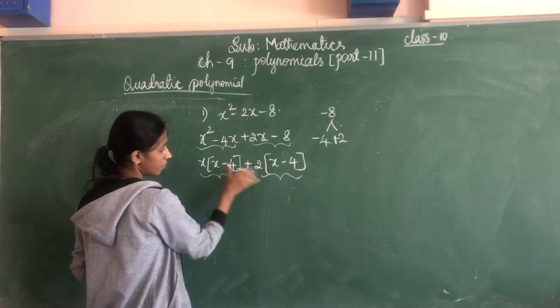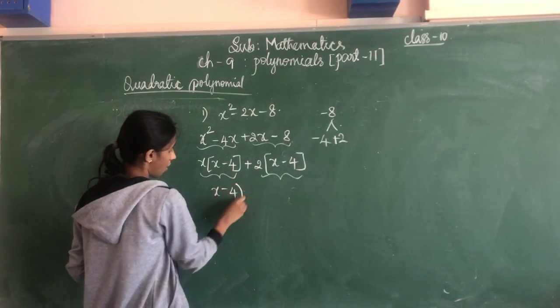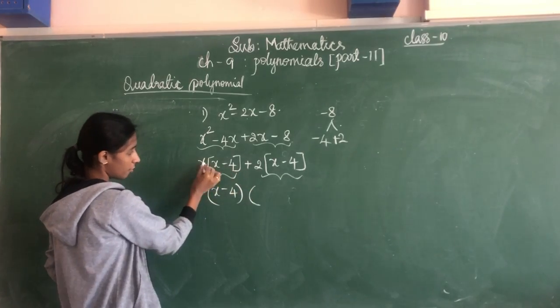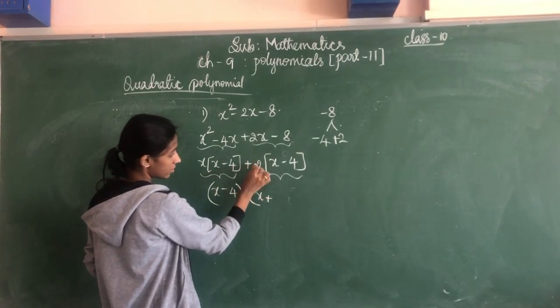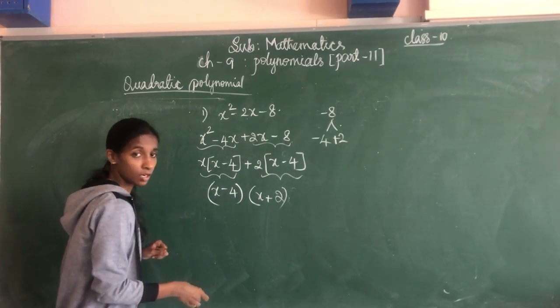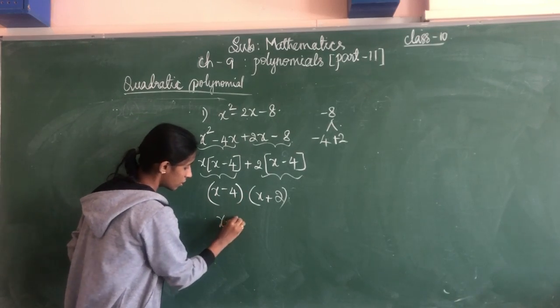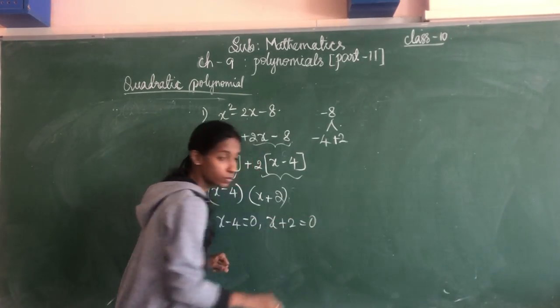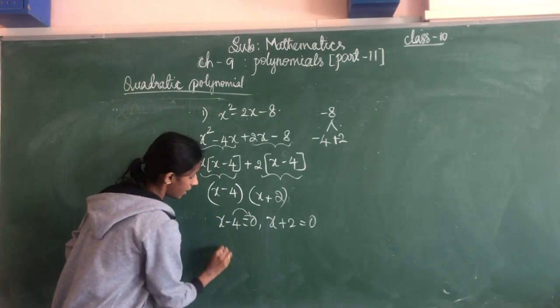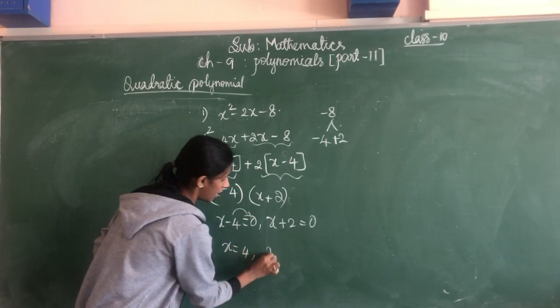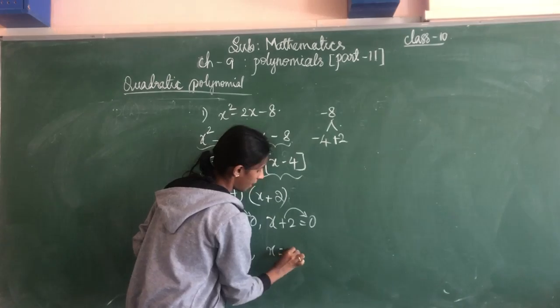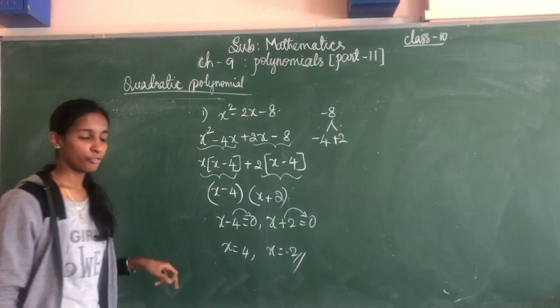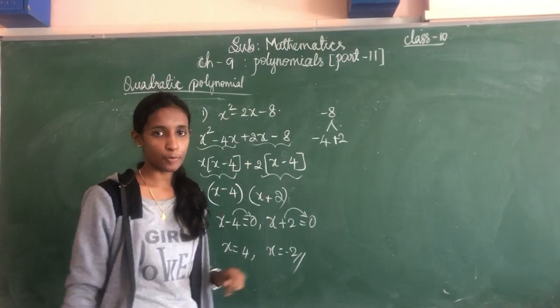So, in these two, which is the common? X minus 4 is common. If I take x minus 4 as common, what is remaining here? X. Here, what is remaining? 2. Okay, now equate both of these to 0. X minus 4 is equal to 0 and x plus 2 is equal to 0. From this, x is equal to 4 and x is equal to minus 2. So, 4 and minus 2 are the zeros of this polynomial.